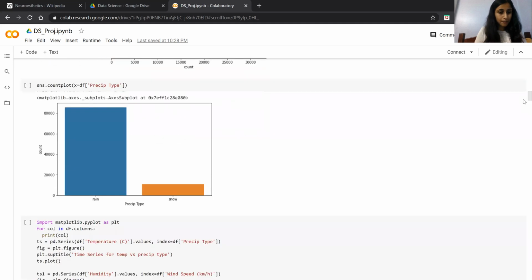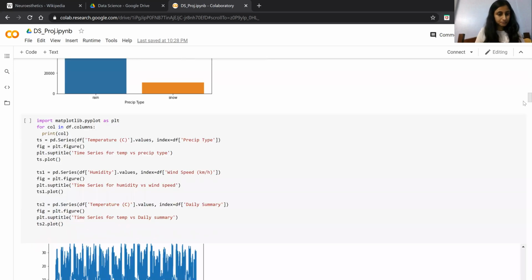Okay. Next is the count plot. We've already counted the number of rows that belong to the rain and the snow precipitation types. This is just to make it visually appealing and to make it more understandable.